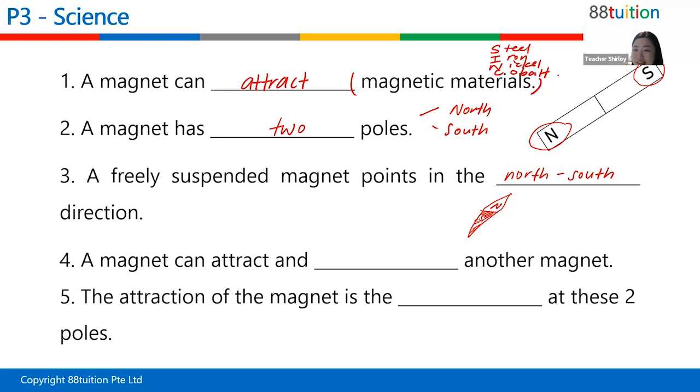Claire? Now, this is really important because when you want to test whether an object is a magnet, this is the only way to test. It has to repel another magnet. Only if it's a repulsion can we confirm that both objects are magnets, because only magnets repel magnets. So this one, it has to be repulsion.